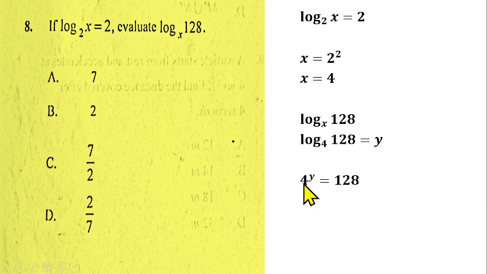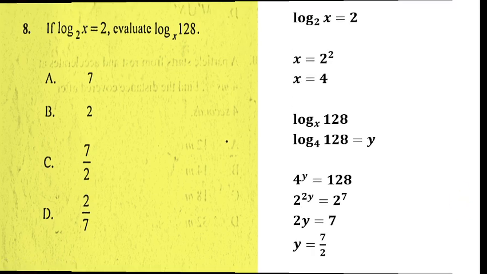We can change this to index form. We can write 4 as 2 raised to power 2. So here you have 2 raised to power 2y equals 2 raised to power 7 to give us 128. We take care of the base. You have 2y equals 7. So divide both sides by 2, y equals 7 over 2, which is option C for question number 8.